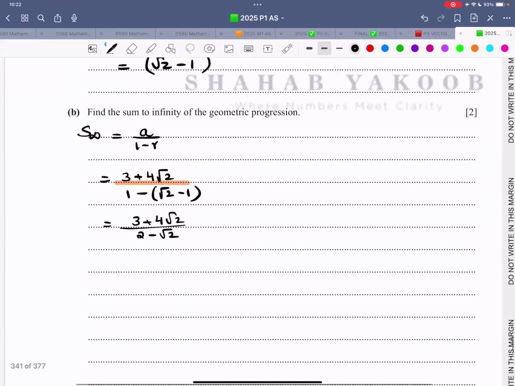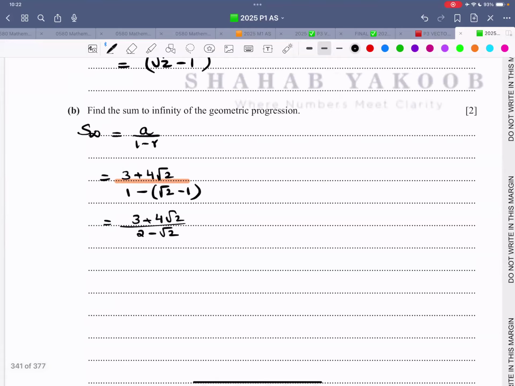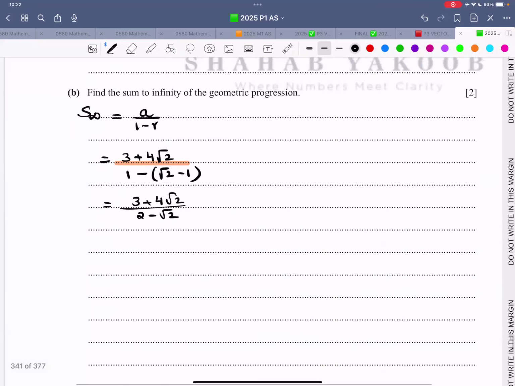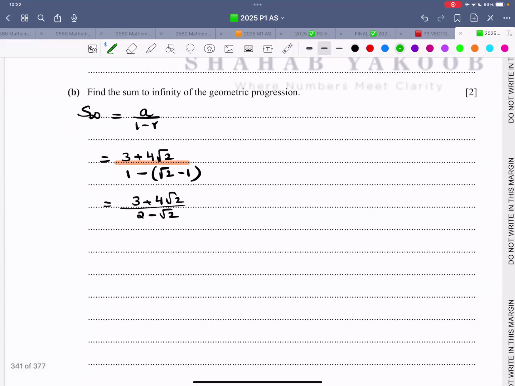So a over 1 minus r, that is root 2 minus 1. And are they asking anything? No, not as such. So I think let's rationalize. And this is 2 plus root 2. Now I'm thinking of any other option.